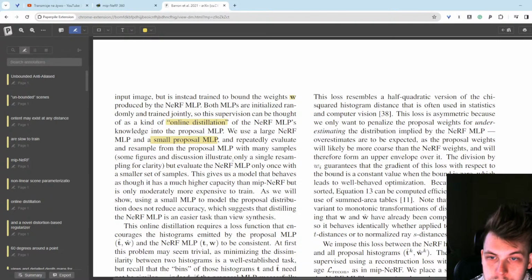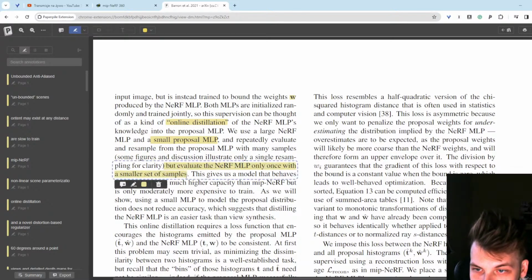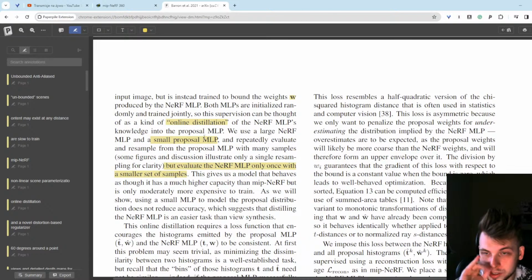Some figures and discussions illustrate only a single resampling for clarity, but evaluate the NeRF MLP only once with a smaller set of samples, right? So we're just gonna resample this proposal MLP, and then we're gonna evaluate the NeRF MLP at the end, based on a weight vector, or not vector but like a PDF for different regions. This gives us a model that behaves as though it has much higher capacity than Mip-NeRF, but is only moderately more expensive to train.